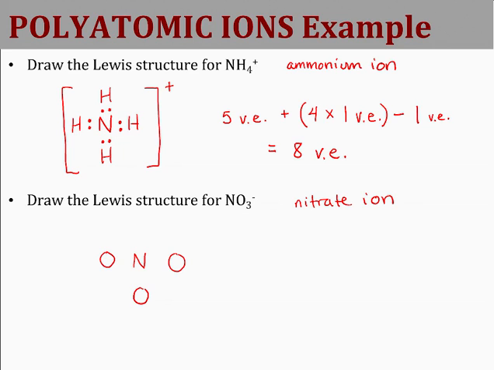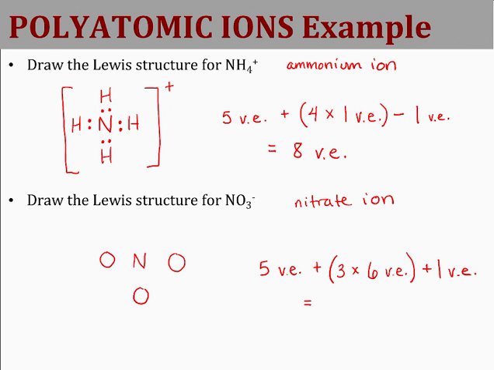So now we want to calculate the total number of valence electrons. So again, nitrogen has 5 valence electrons, and then each oxygen has 6. So we'll multiply 6 by 3 since we have 3 oxygens. And now we have to take into account that negative charge on nitrate. So it's a -1 charge, which means we have an extra electron somewhere. So we're going to add 1 valence electron to our formula here.